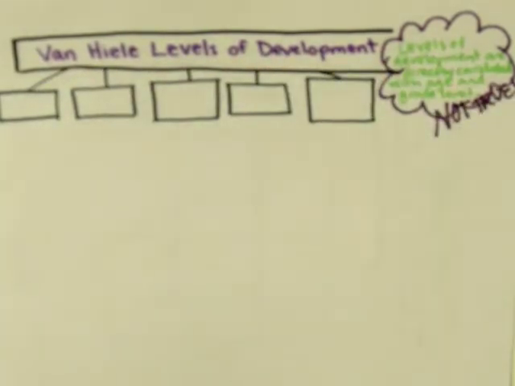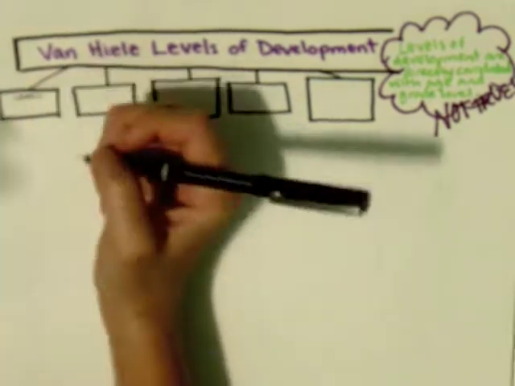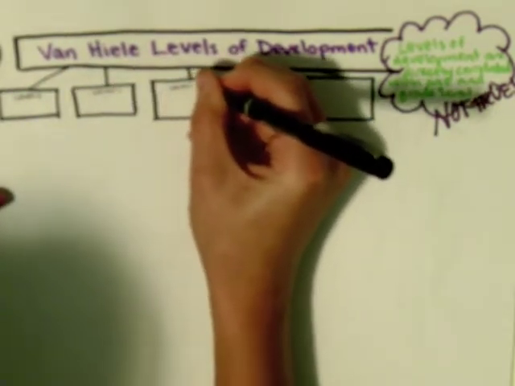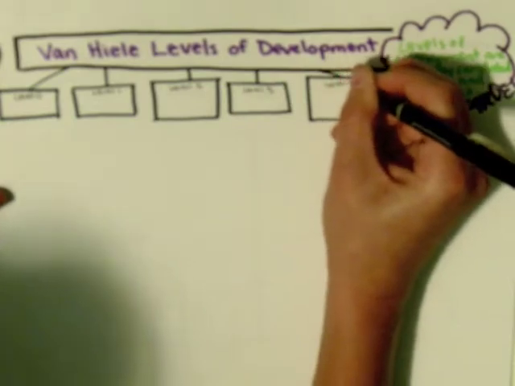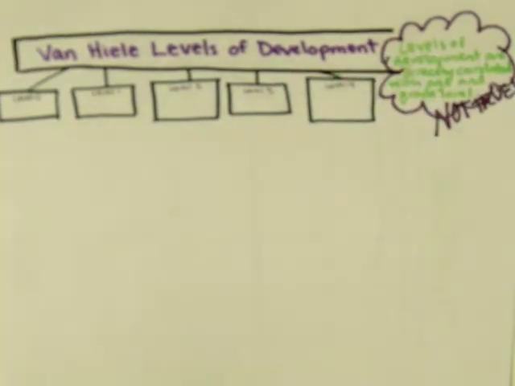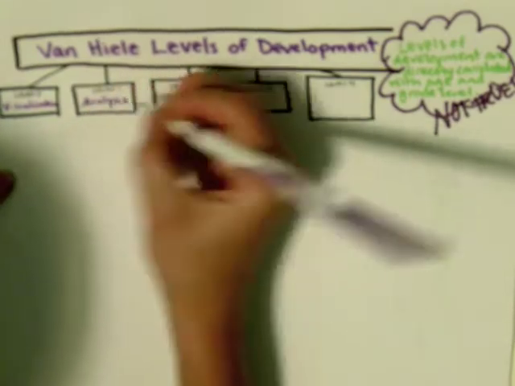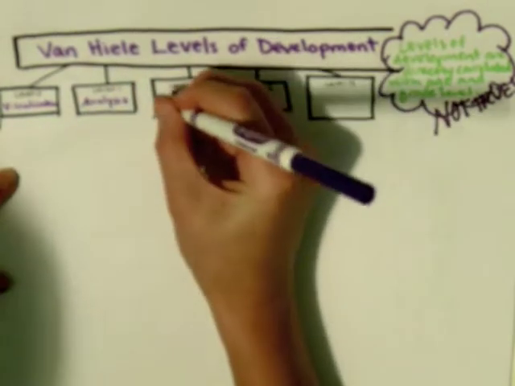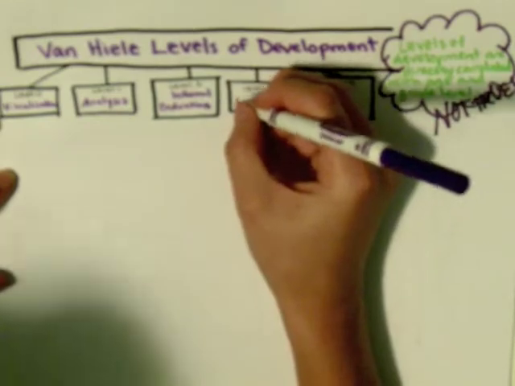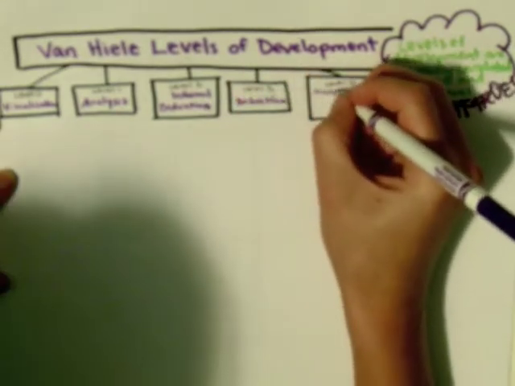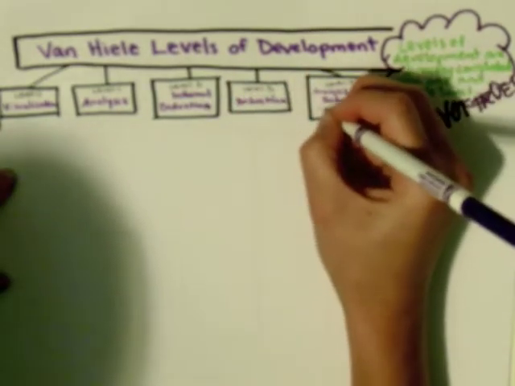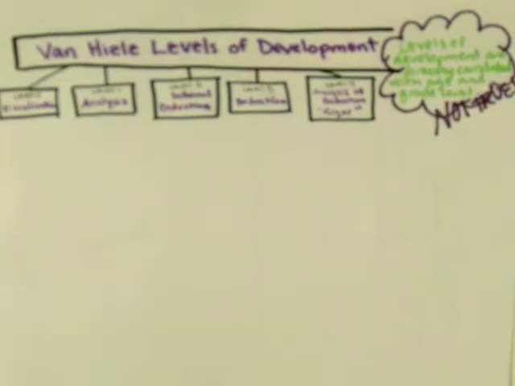The levels are as follows. Level 0 is visualization, classes of shape. Level 1 is analysis, or properties of shape. Level 2 is informal deduction, relationships among properties. Level 3 is deduction, or deductive systems of properties. And finally, level 4 is rigor, or the analysis of deductive systems, which is usually high school geometry.